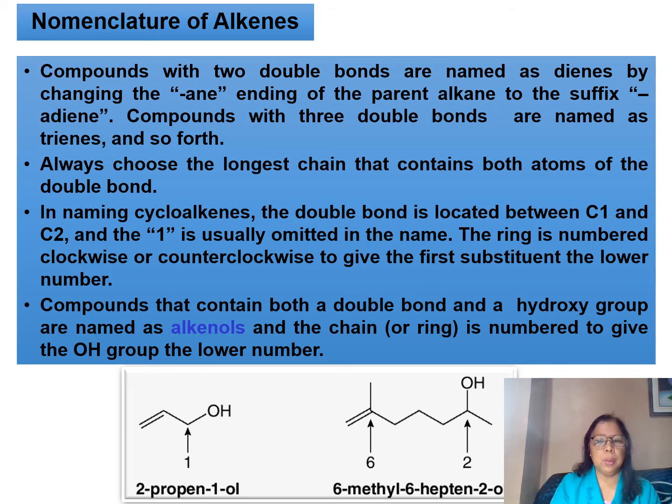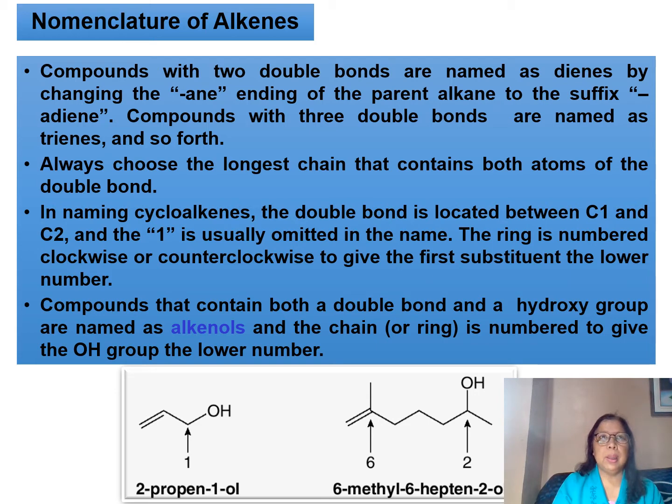Let us try to review again. If single bond, it is ane. If double bond, it ends with ene. If there are 2 double bonds, you write diene. Next, you look for the longest chain that contains both atoms of the double bond. So after identifying whether it is an alkane or alkene, you write diene, and then you look for the longest carbon chain where you can pass the double bond.